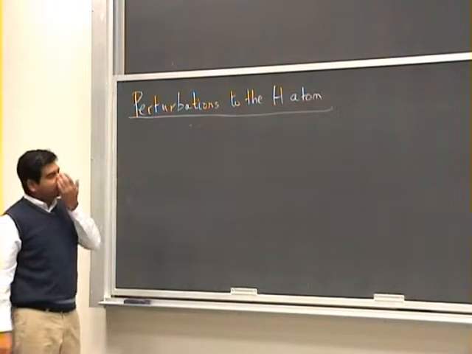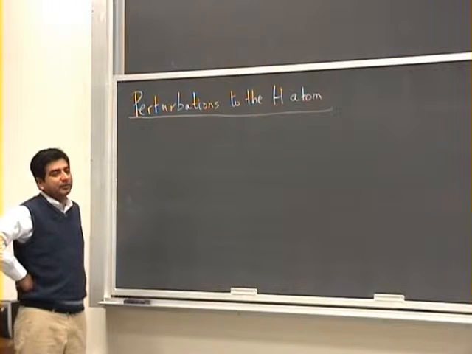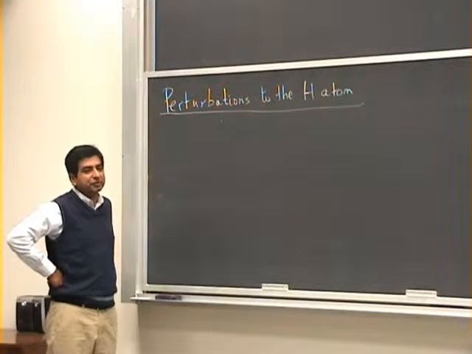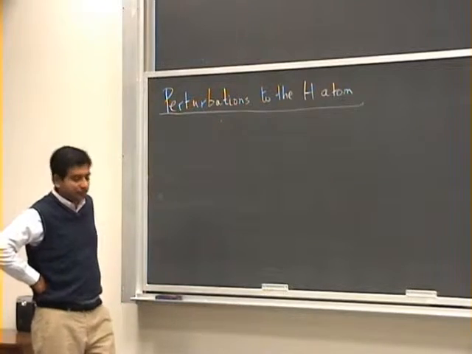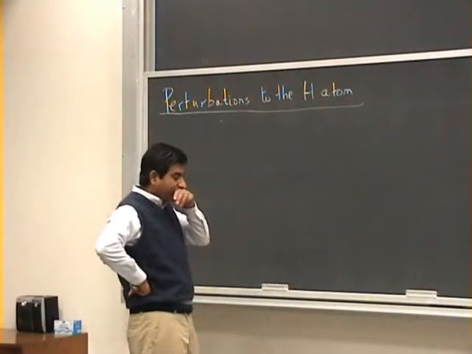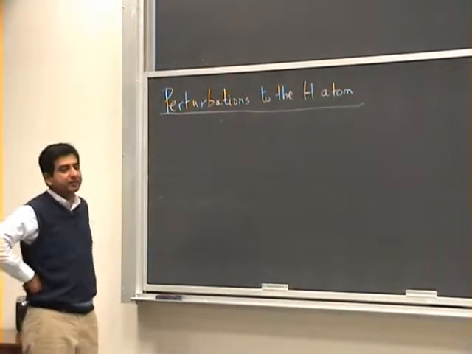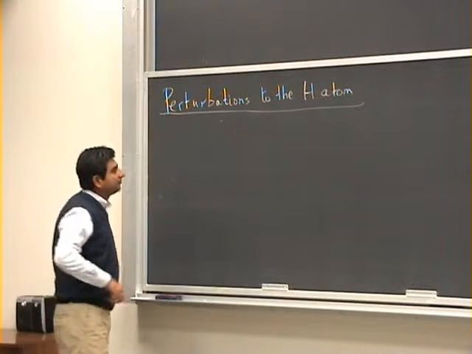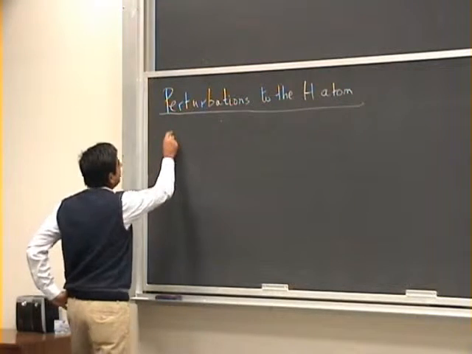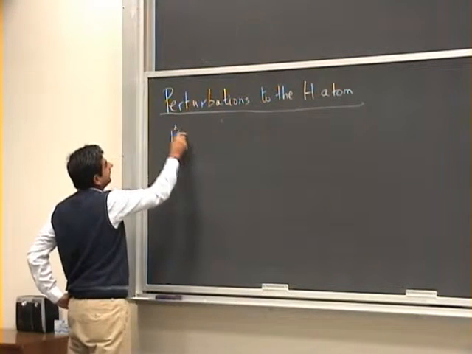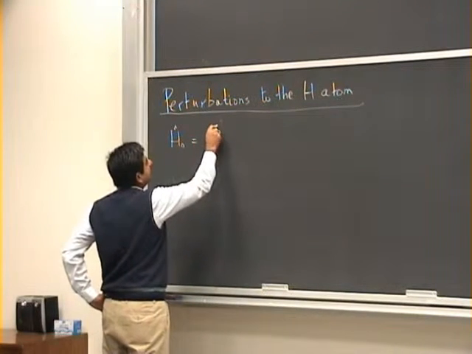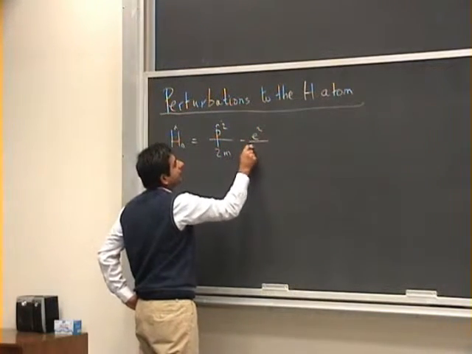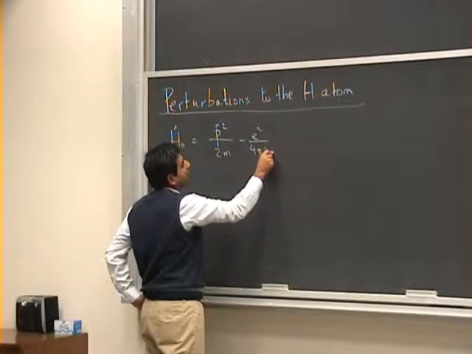This is chapter 12 of Maguire's book, and we're going to discuss perturbations to the hydrogen atom and exemplify the addition of angular momenta, and also practice a little bit of the application of degenerate perturbation theory. Now we know that for the simple hydrogen atom, the Hamiltonian is given by P squared over 2m minus e squared over 4 pi epsilon naught r.